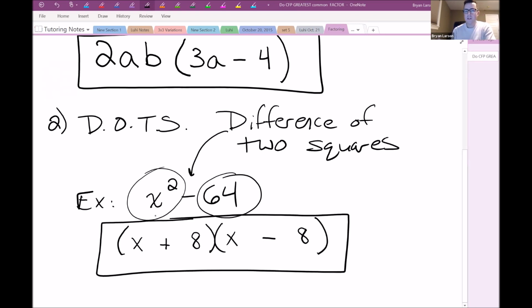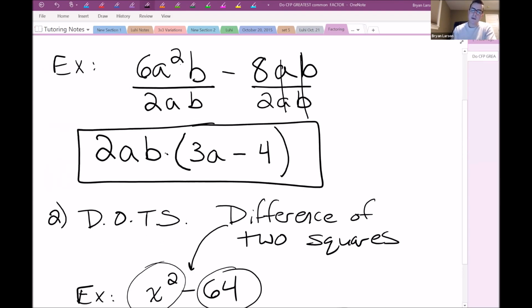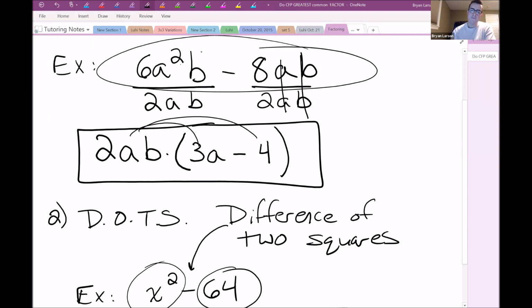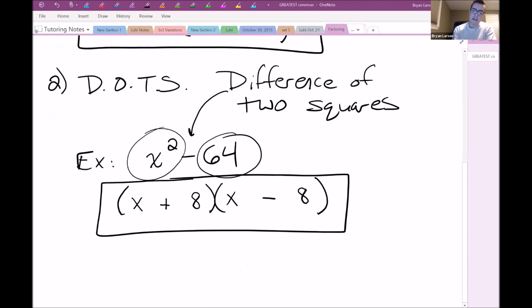And the reason why all this works, even with the GCF, is because this is just a multiplication problem. When you multiply this back through, you'd get back to the original expression that we had here. Same thing with this. If I multiply this out, I'll get back to the original expression, which is that x squared minus 64. But that's all you have to know for dots.